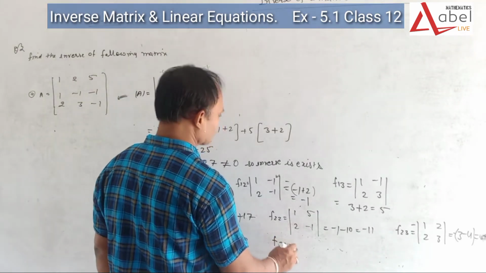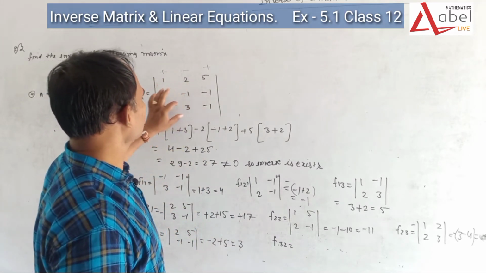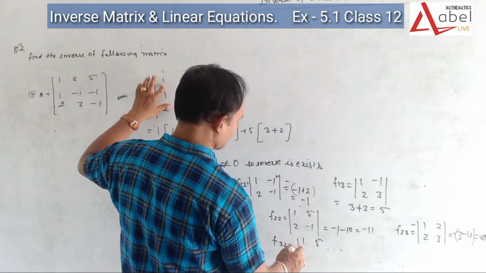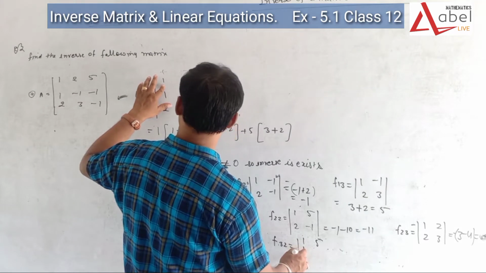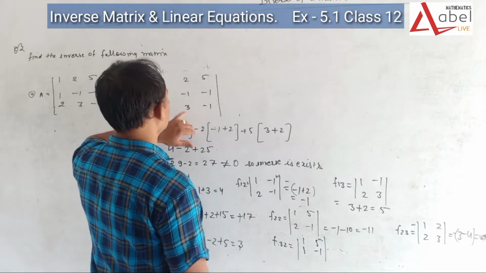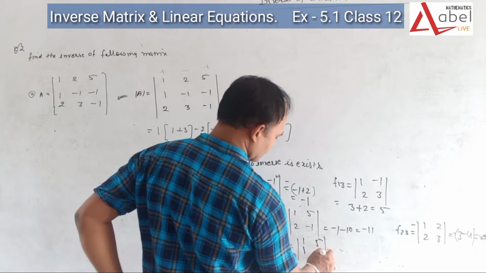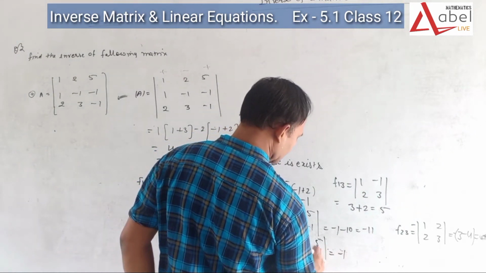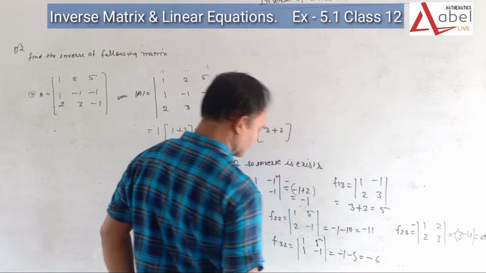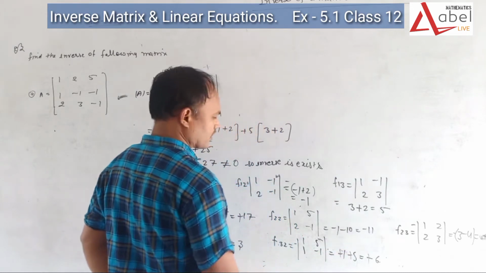f32. f32 means we have to find with respect to this. So this row and this column will be removed, so the remaining part is 1, 5 and 1, minus 1. We are going to find this determinant. So what is the value? It is minus 1 minus 5, so we can say that it is minus 6. But it is 3 plus 2, so we have to use a negative sign before it, so we can say that it is positive.